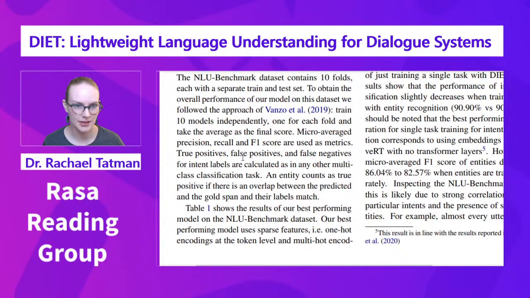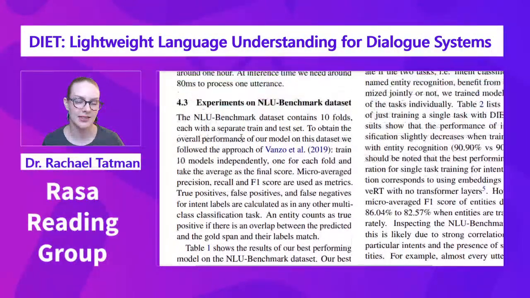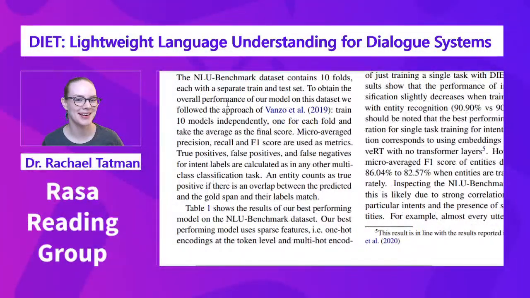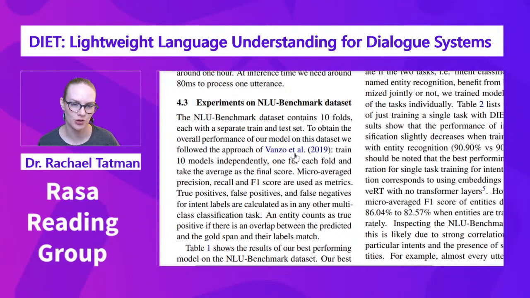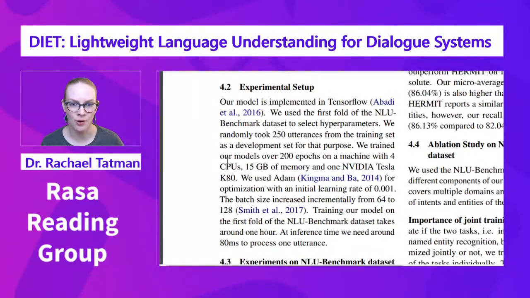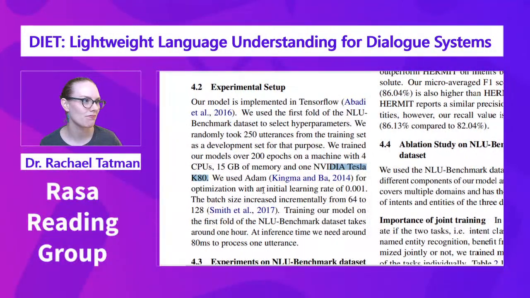The NLU benchmark data contains 10 folds, each with a separate train and test set. To obtain the overall performance of our model on this data set, we follow the approach of Vanzo et al., train 10 models independently, 1 for each fold, and take the average over the final score. And if each model is only training for an hour on a K80, which, even when this paper was written, was not the best possible GPU is what I'm trying to say there.